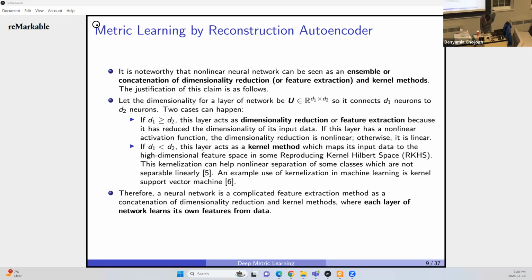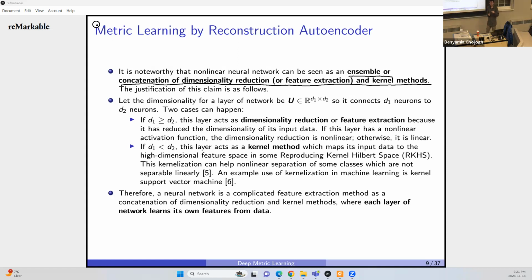A nonlinear neural network can be seen as an ensemble or concatenation of dimensionality reduction and kernel methods. Let me tell you this. I already have talked about it briefly before, but let's say it again. Remember, if we have a neural network, from every layer to another layer, either the number of neurons reduces or increases, right? If it decreases the number of neurons, then it means that we are doing dimensionality reduction. If we have activation function, we also have nonlinear dimensionality reduction. Without activation function, it's linear dimensionality reduction.